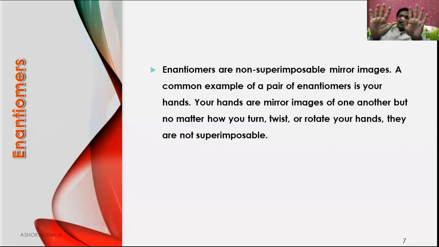These are the two hands, and if you place one hand over the other, the similar fingers do not coincide. Even if you place them like this, the similar fingers do not coincide. These are mirror images of one another, that is, each is the mirror image of the other. You can observe this in this way.